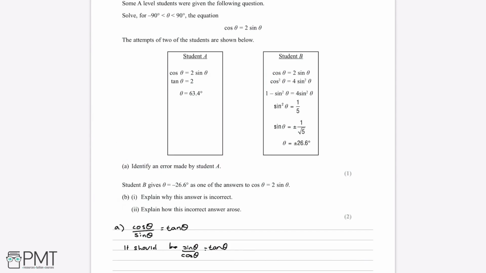Student B gives theta is equal to minus 26.6 degrees as one of the answers to cos theta equals 2 sine theta. And question B(i) is asking us to explain why the answer is incorrect. Now, if the question is only asking why, this means we don't need to actually provide any kind of reasoning other than that we just need to show that it's incorrect. And so to show it's incorrect, we can just substitute theta equals minus 26.6 into the equation.